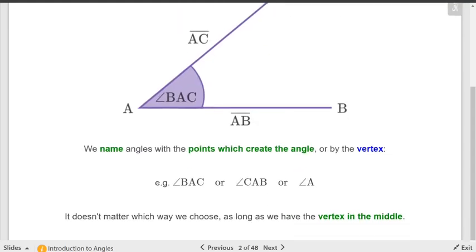Angle BAC or CAB. And sometimes you just name an angle by the vertex itself, angle A. Now, it's not as precise, but you could definitely do it. If you were just talking about using angle A for something, then you don't care about the rest of it, do you? You're just talking about the angle. All right, but the vertex has to be in the middle.